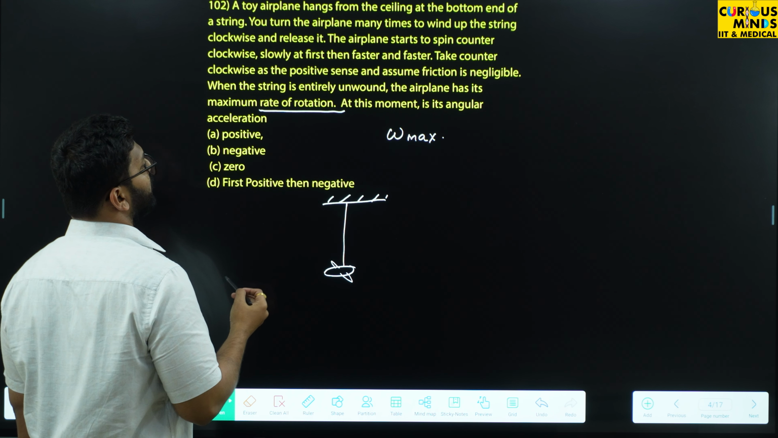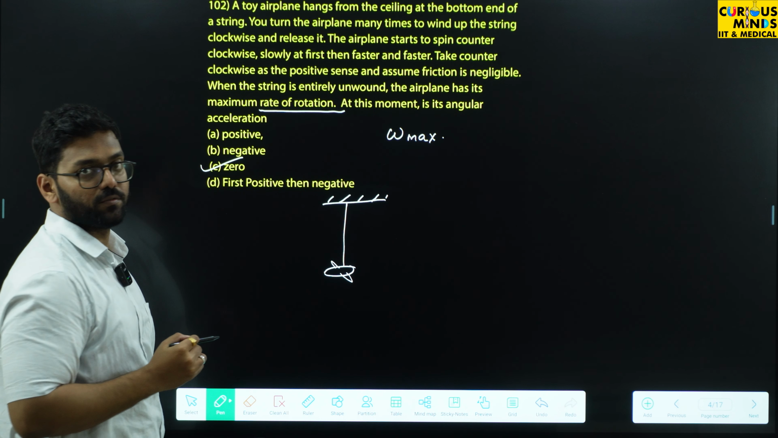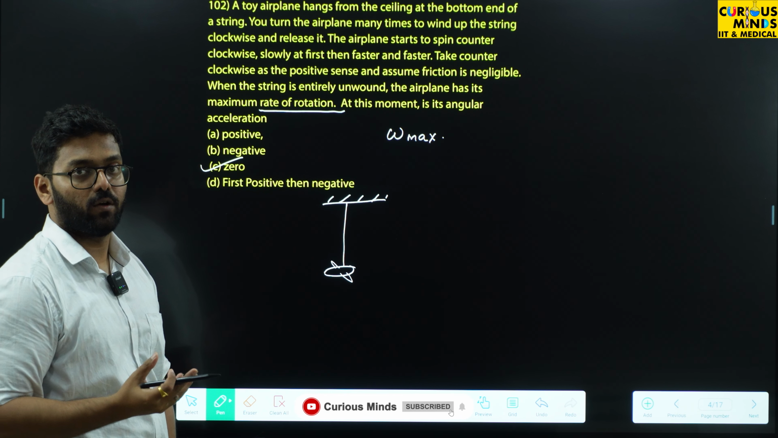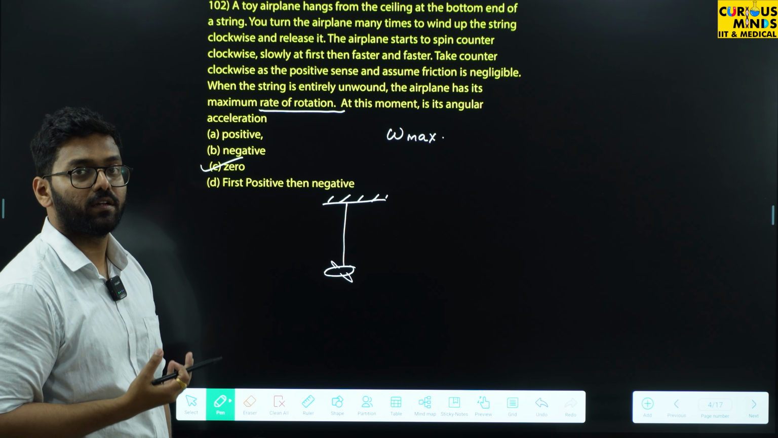At this moment, its angular acceleration will be 0. Its angular acceleration will be 0 because angular velocity is maximum. And when you have angular velocity maximum, if you take a derivative with time, it will come out to be 0.